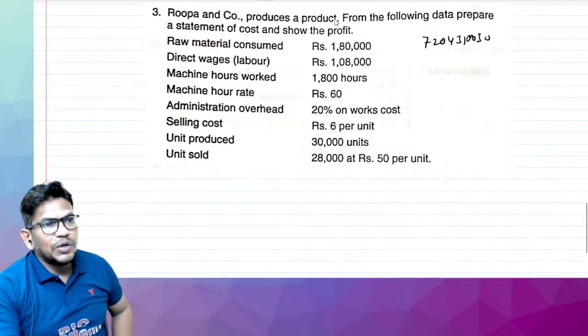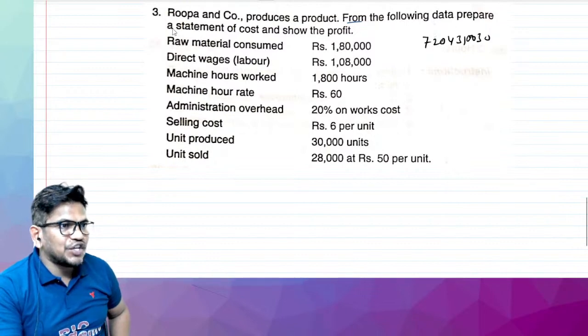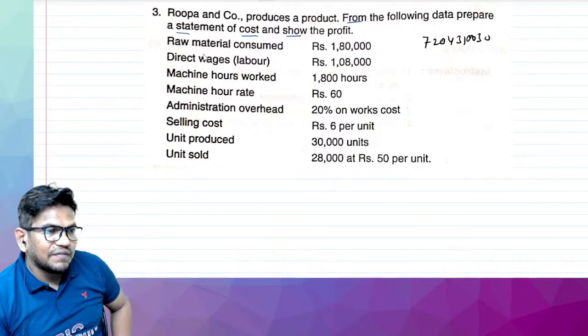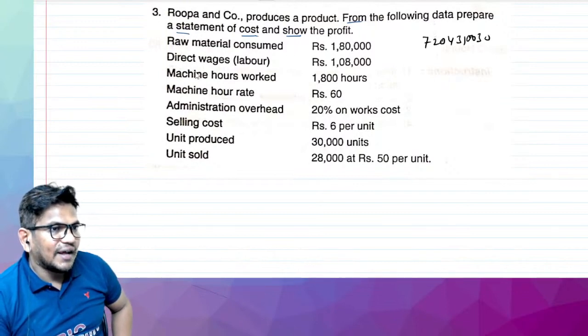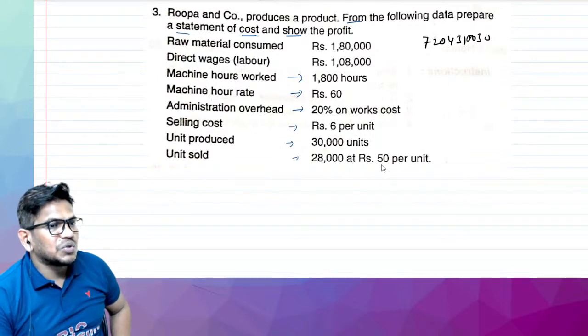Rupa and Company produce a product. From the following data, prepare a statement of cost showing profit. Guys, they have given here raw material, fine. Direct wages we have. Machine hour work, how many? 1,800. Machine hour rate 60. Administrative overhead, how much? 20% of work cost. Selling cost is 6 per unit. Units produced 30,000, units sold 28,000. So that is the amount we have.